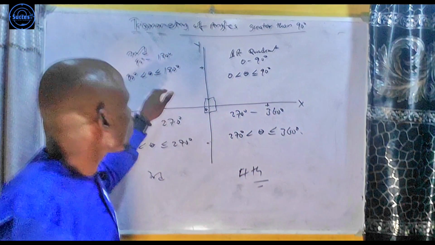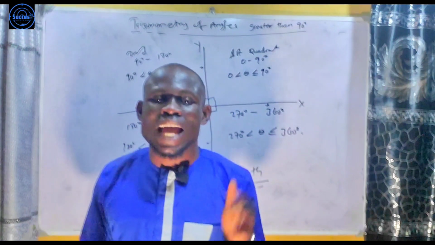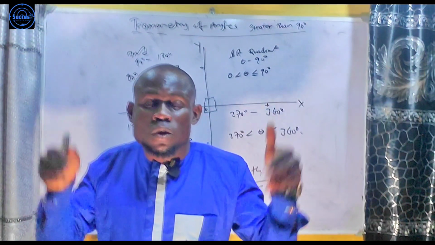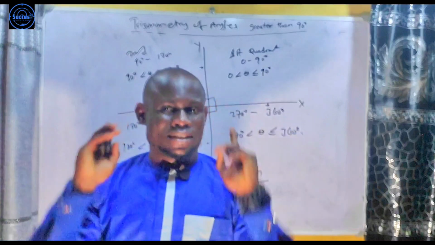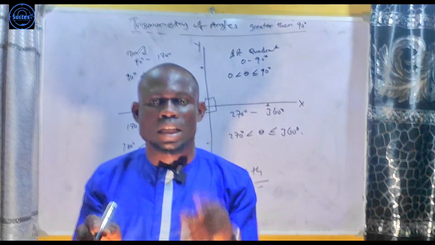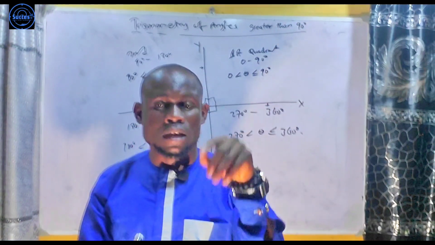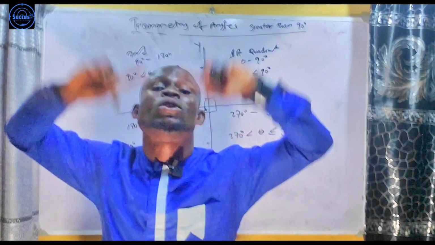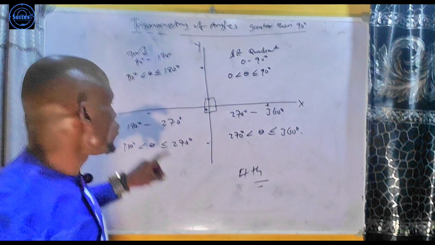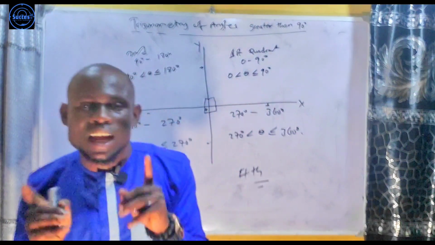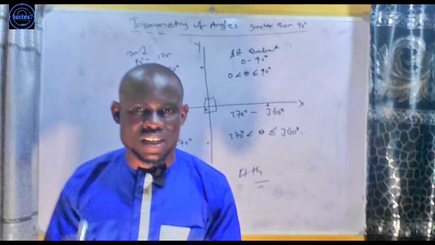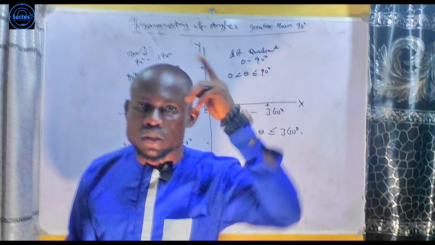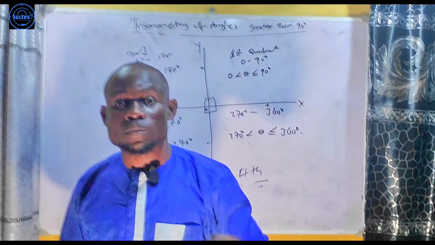In the second quadrant, anything I do is how you estimate the trigonometry of angles that are greater than 90 degrees but less than or equal to 180 degrees. Whatever I do in the third quadrant is how you estimate trigonometry of angles that are greater than 180 degrees but less than or equal to 270 degrees.